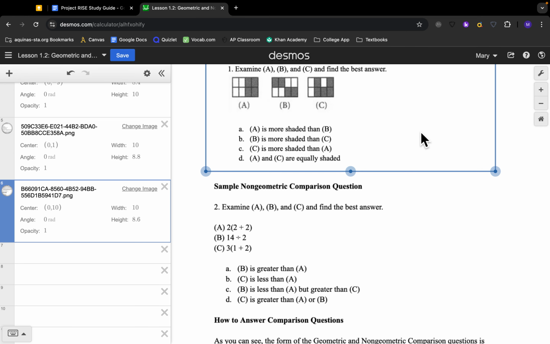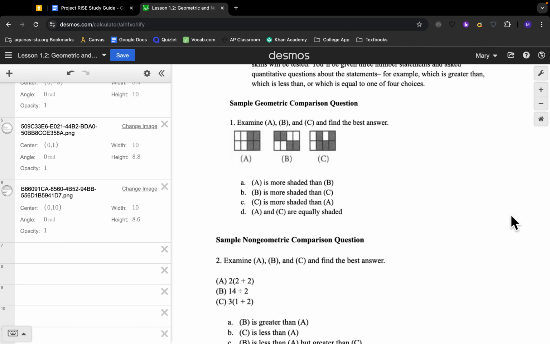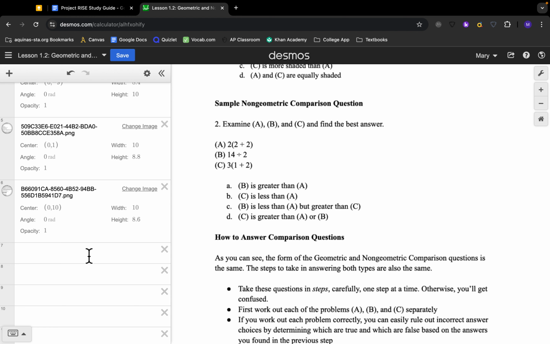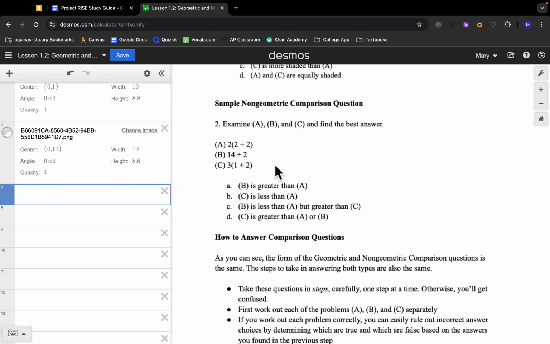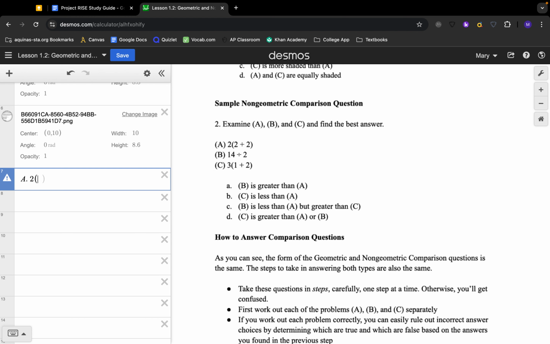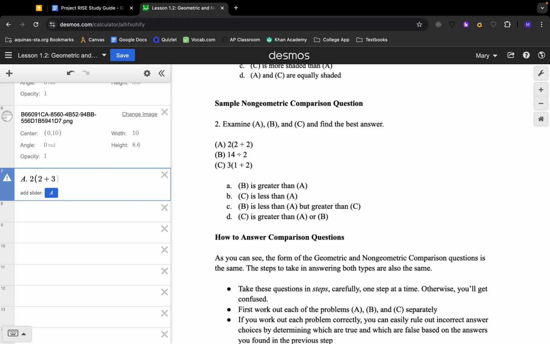And that was an example of a geometric comparison question, meaning you will either be given figures or asked to draw figures. But this next problem is more quantitative, which means we're solving for what we're comparing. So it's telling us the same thing, examine A, B, and C and find the best answer. So we're given 3 mini problems, you could say, and the first thing we need to do is to solve them in steps. So A is telling us 2 times 2 plus 2.